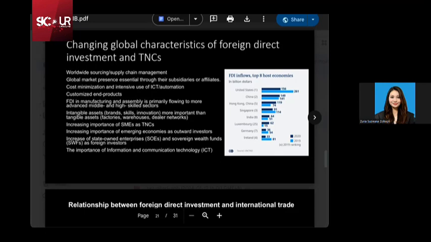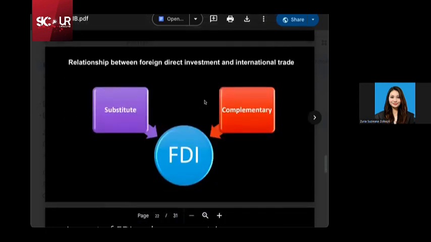All right, and then FDI in manufacturing and assembly is primarily flowing to more middle and skilled countries, and other than the rest. Okay, this one you guys can read.